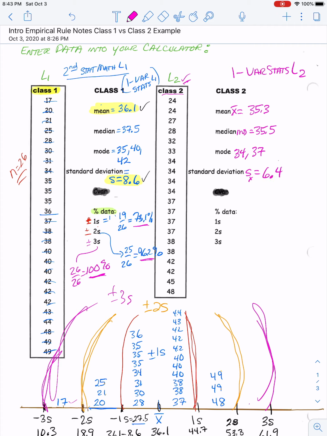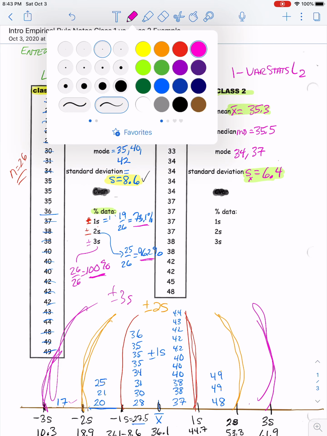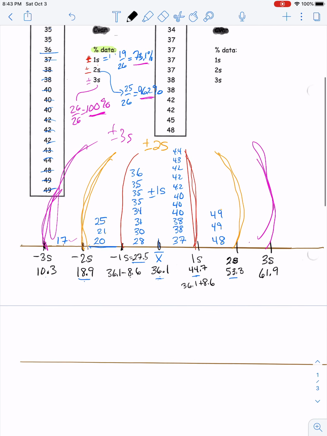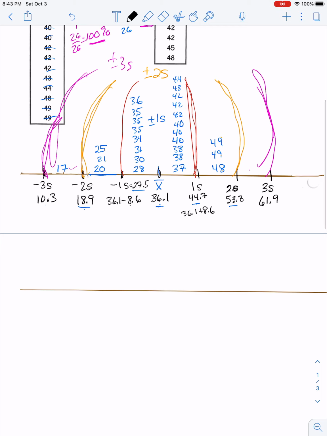Okay, so again, we're going to calculate these percents of data in the different ranges. We care about the mean and the standard deviation as far as building our new number line for the class 2 data. So I'm going to go down here and put together a number line. I have a second line here. We're going to start with the mean again. Okay, so my mean value, 35.3.